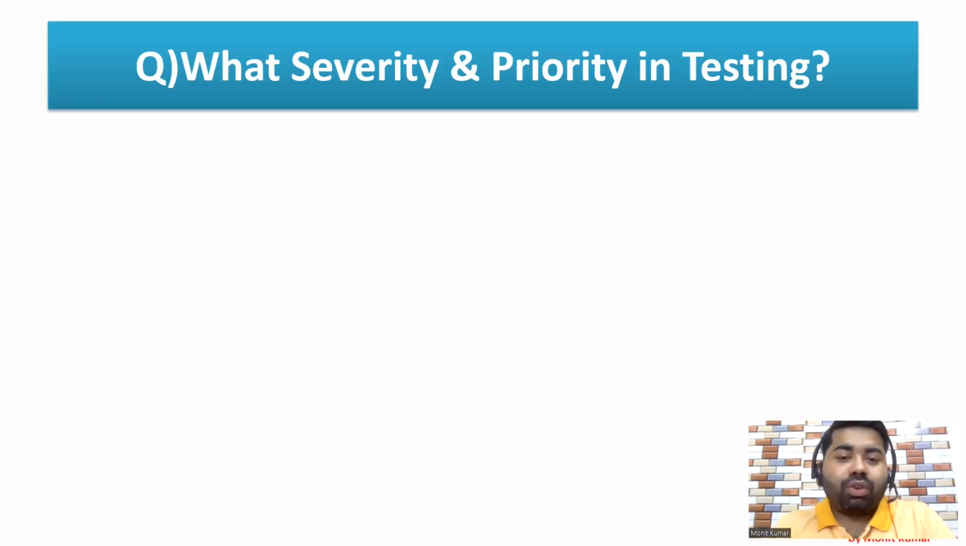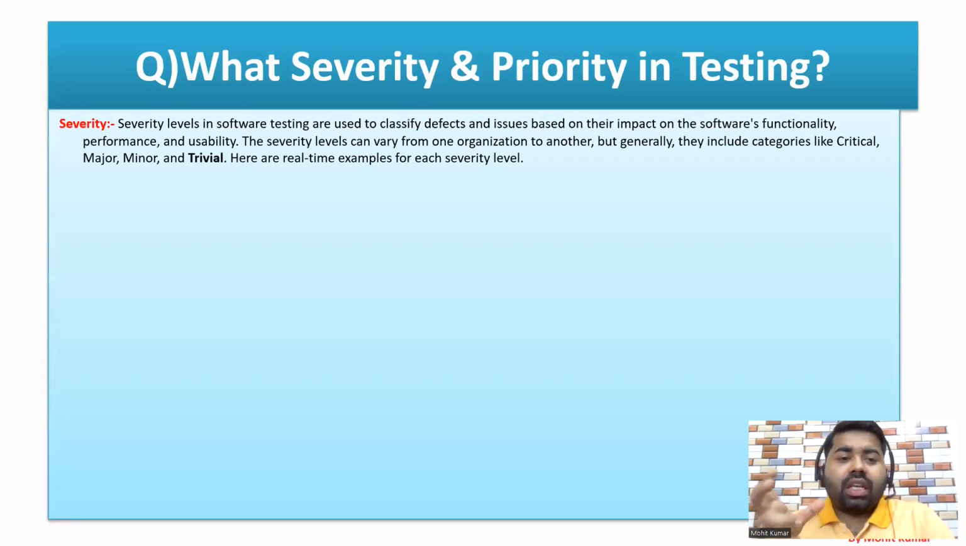Now we will explore this more with real time examples, and we have many types of severity and priority. So you can see how to define the severity. Severity levels in software testing are used to classify defects and issues based on their impact on the software functionality, performance and usability. So these are the important things, right?